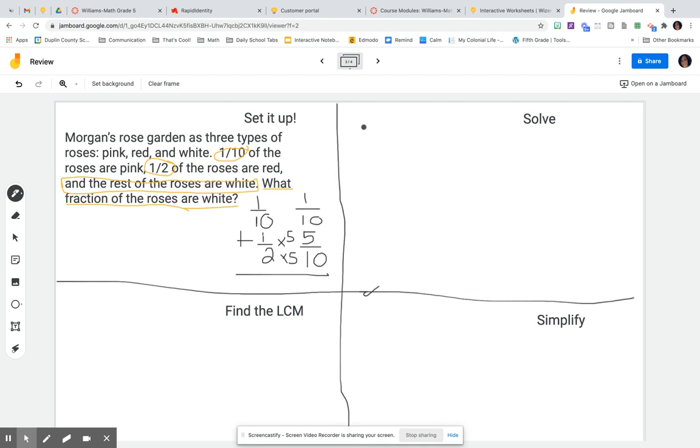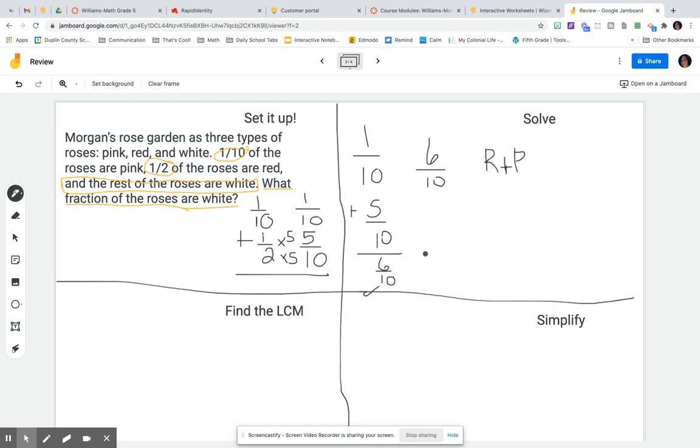So now I can solve the first step, which is 1/10 plus 5/10. We get 1 plus 5 is 6, and the denominator stays the same. Okay, so now it says what fraction of the roses are white. So if I'm thinking about an entire garden, I know that 6/10 now represents red and pink. I should put a plus sign there because that's and.